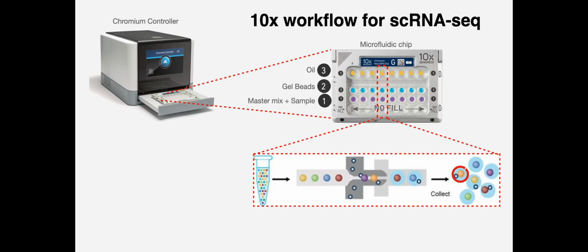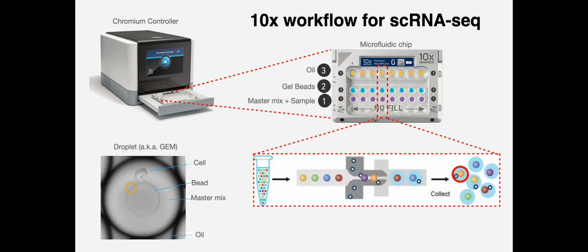If we take a closer look at one of these droplets, we can see how these components come together. Here's our bead, our cell, the master mix aqueous solution, and then outside of this droplet is the oil, which prevents this droplet from merging or mixing with an adjacent droplet.